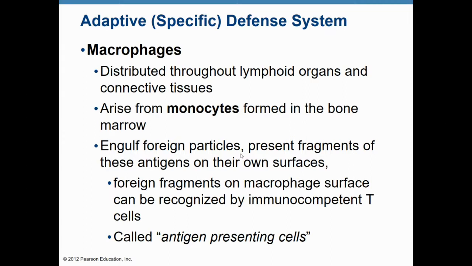So they are called antigen presenting cells. They capture the antigens, chop them up with lysosomal enzymes, and take a little piece and display it on their surface, and then they go and show it to the T cells and say, is this your antigen? Is this your antigen? So they're trying to find the correct T cell for that specific antigen.